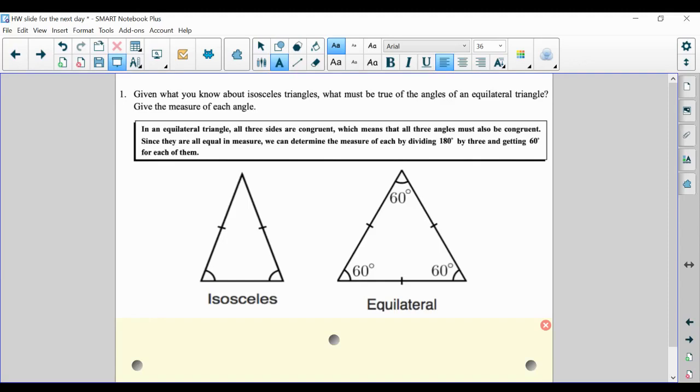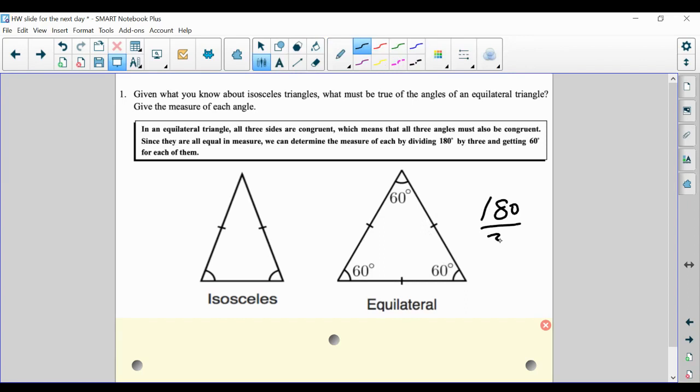each of the angles is equal to 60 degrees. And how do we get the 60 degrees? The angles in a triangle add up to 180 degrees. So 180 degrees divided by 3, and each of the angles is equal to 60 degrees.